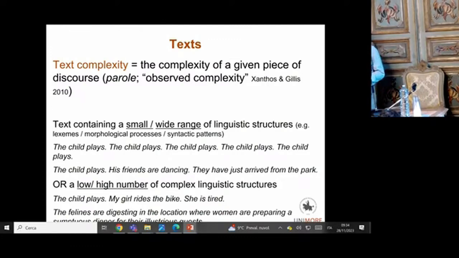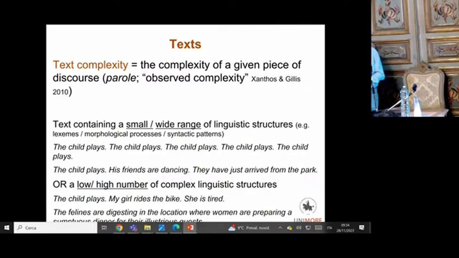Another frequent measure of text complexity is based on the range of linguistic structures. So the TTR and its transformations are measures of text complexity. They allow us to say that a text is more complex because of the variety of elements in it. When a text is less repetitious, less monotonous, we say it's more complex because its internal structure as a text is more varied.